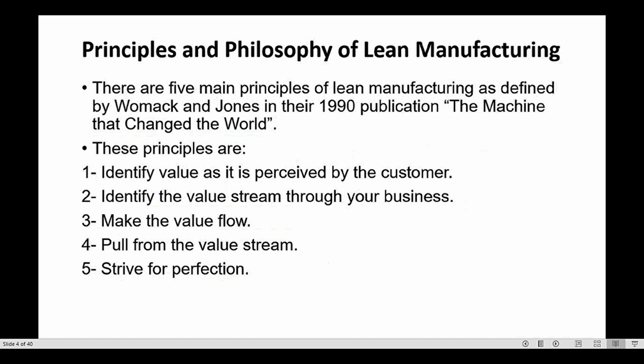Principles and philosophy of lean manufacturing. There are five principles of lean manufacturing as defined by Womack and Jones in 1990 in The Machine That Changed the World. First, identify value as it is perceived by the customer. Second, identify the value stream through your business. Third, make the value flow. Fourth, pull from the value stream. Fifth, strive for perfection. These are the basic principles of lean manufacturing.